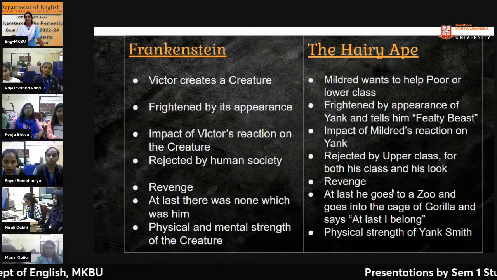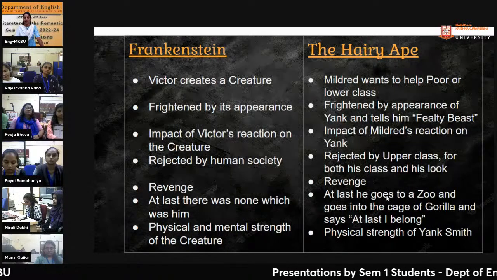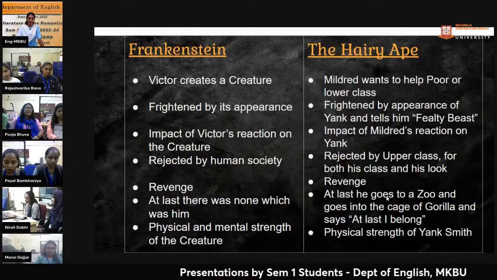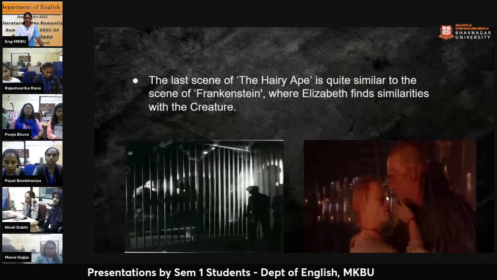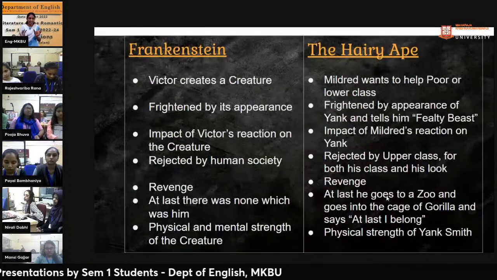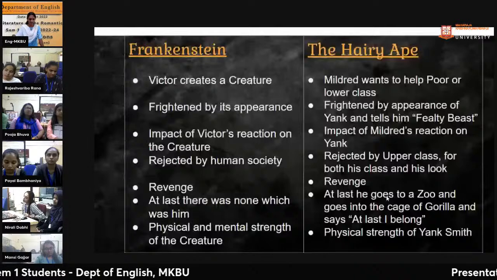In The Hairy Ape, Yank has a very hideous look. He is like a hairy ape. He looks like a monkey.